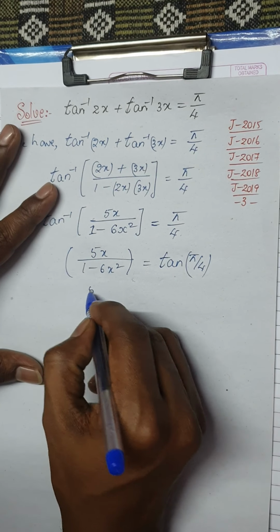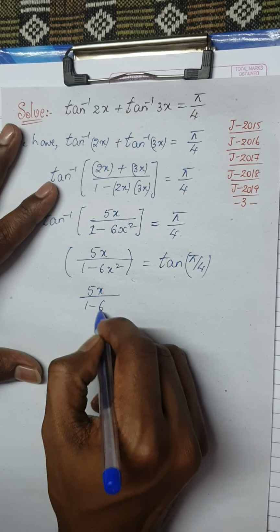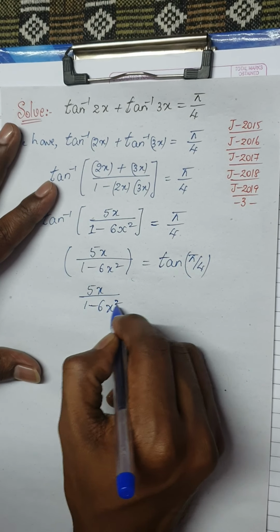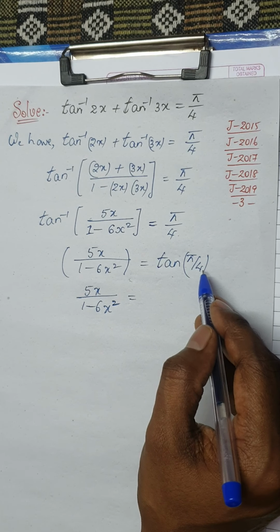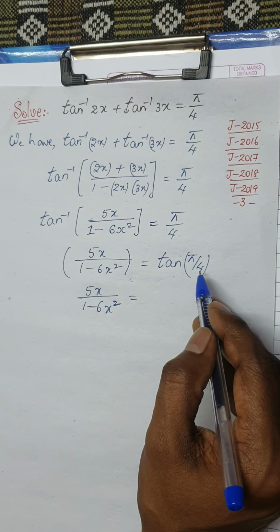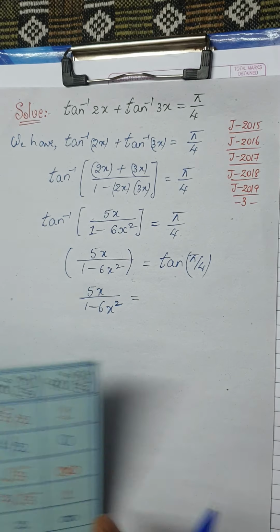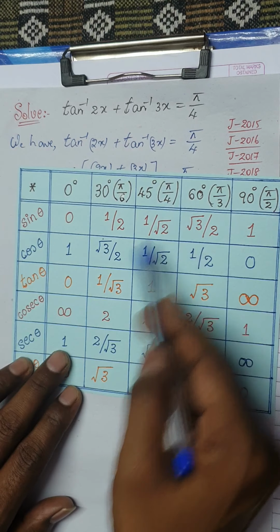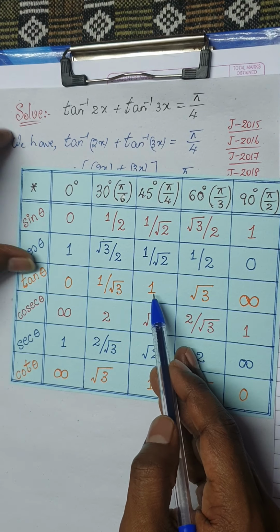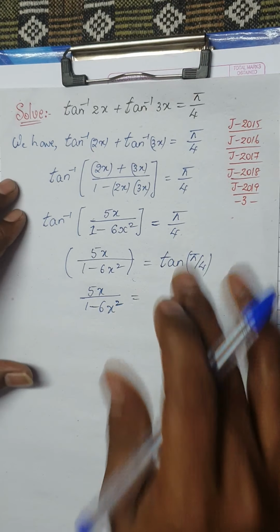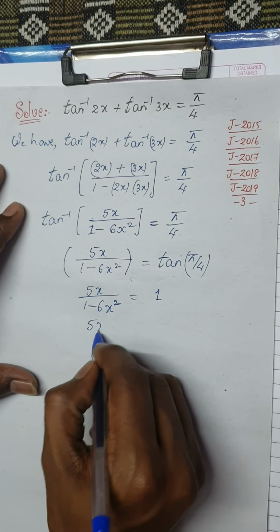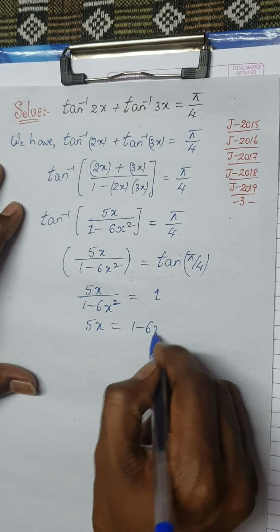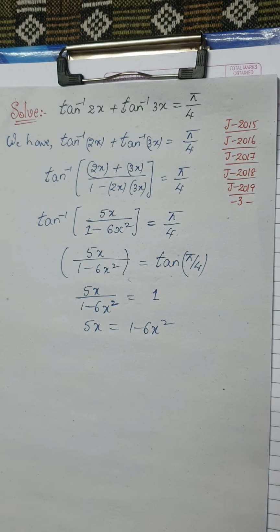Now 5x divided by 1 minus 6x square is nothing but, what is tan pi by 4? Pi by 4 is 45, right? What is tan 45? I hope you will be knowing it. It's a very beautiful result. Tan 45 degree is 1. So you can write it as 1. Now you cross multiply, you will get 5x is equal to 1 minus 6x square.